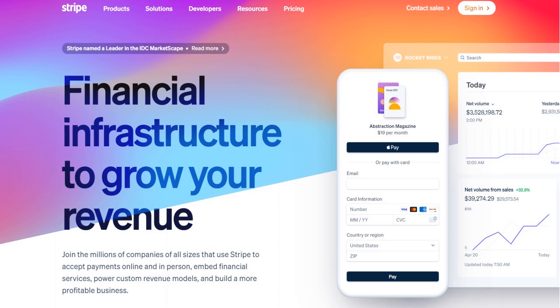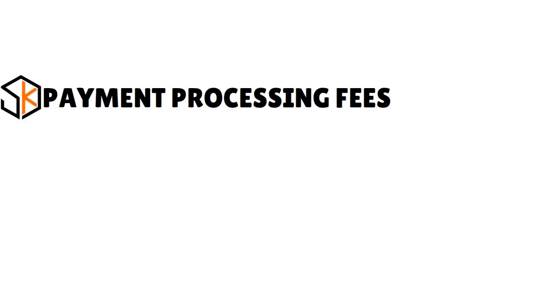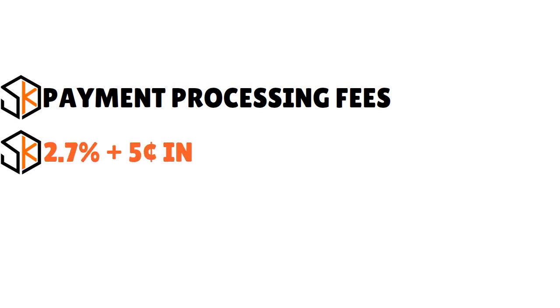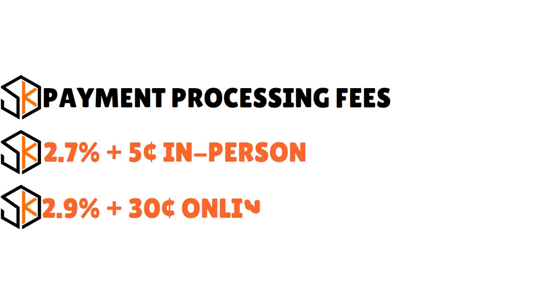You have to have a certain knowledge of code to actually implement things if you were to go with Stripe. So when you think about Stripe payments, I want you to think about payment processing fees around 2.7% plus 5 cents in person and 2.9% plus 30 cents online. In other words, you have payments where the person was not there. And there is no monthly fee. That's a good thing about Stripe. You do not have any monthly fee to budget for, so that's really good.